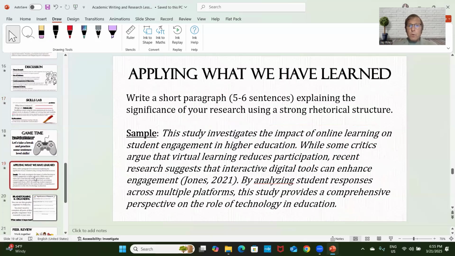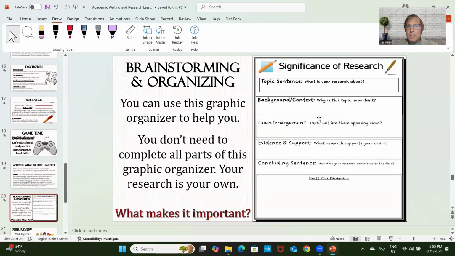So for your homework to apply what we've learned in tonight's class, you can write a short paragraph talking about the significance of your research. You may have already done this if you've already written your chapter 1. If you haven't drafted your chapter 1, this is a great opportunity to get some practice because you're going to have to do this. So draft maybe 5 or 6 sentences in a short paragraph talking about why your study is significant. And if you want to, you can use this graphic organizer to help you.